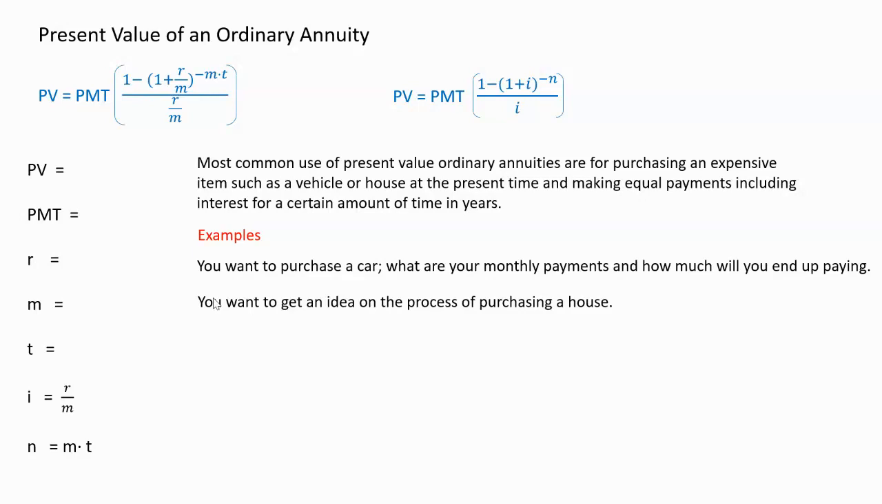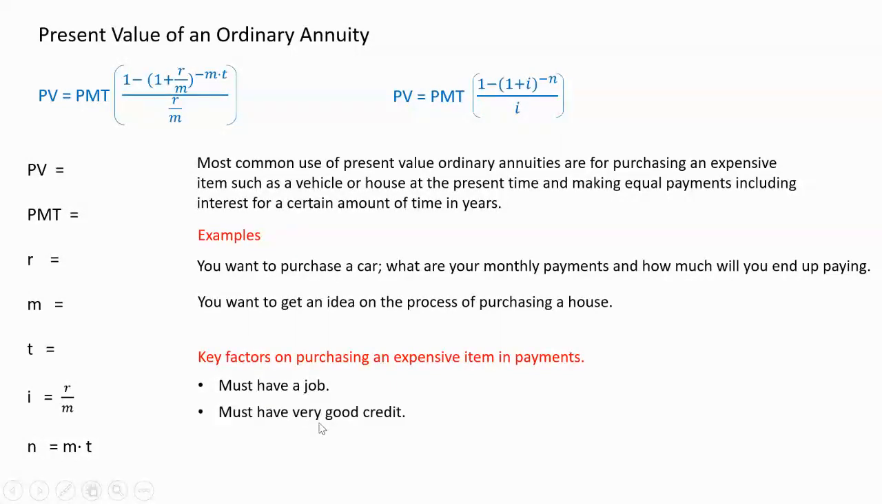You want to get an idea on the process of purchasing a house. That's the main goal for almost every person, guys, right? Getting your own house. So here is the process of how to purchase a house. First of all, these are the key factors on purchasing an expensive item and payments. First, you must have a job. No job, no credit, because you're going to borrow the money from the bank. That's why it's called present value. You're going to borrow the money right now.